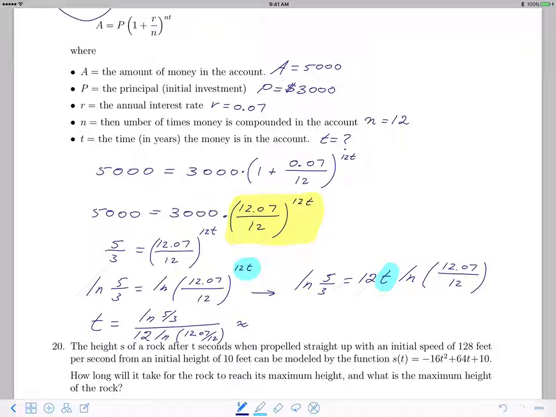Okay, and if we plug this in the calculator, we're going to take the time it takes for this $3,000 to turn into $5,000. The calculator gives us approximately 7.32 years. So it would take a little more than 7 years for the money to become $5,000.